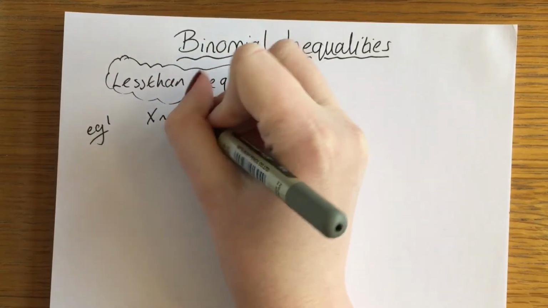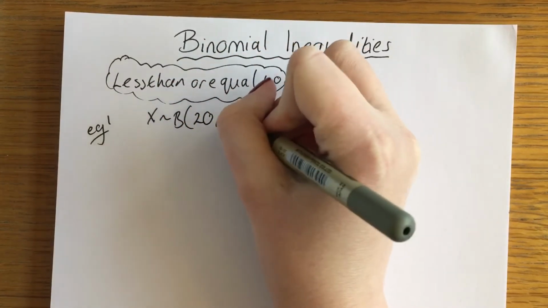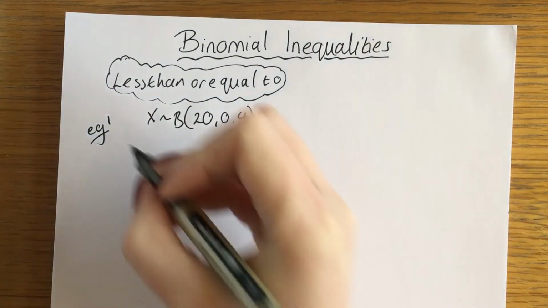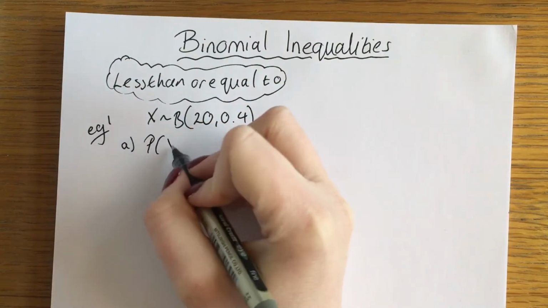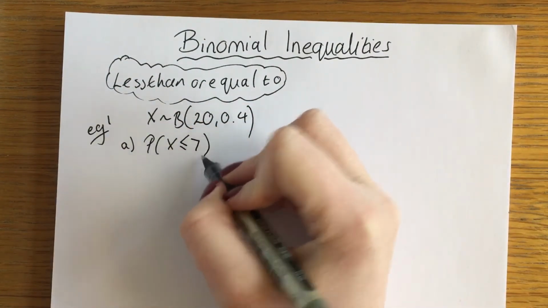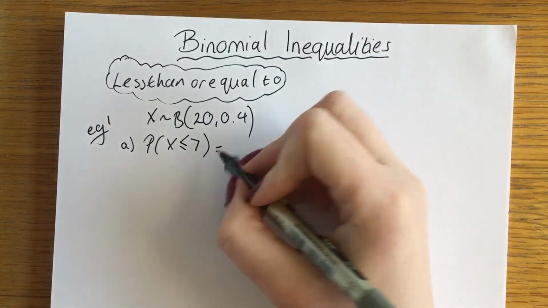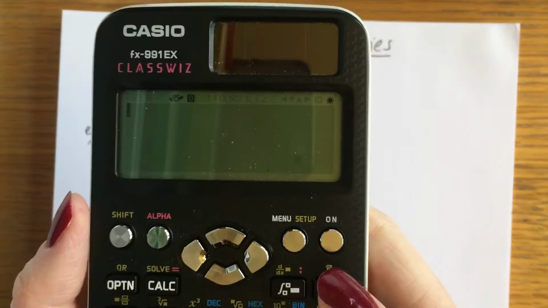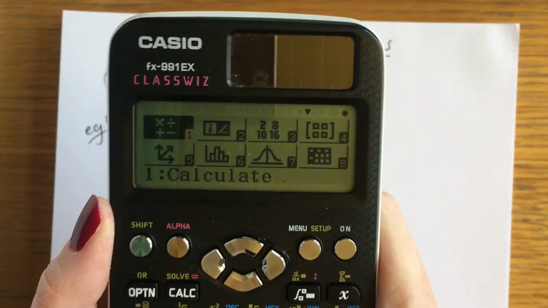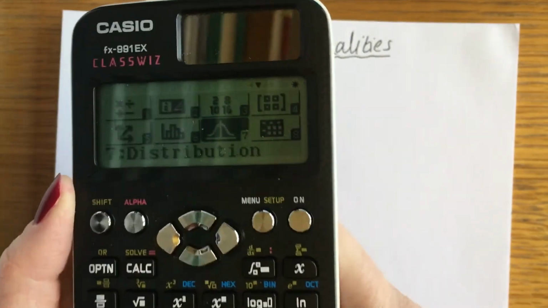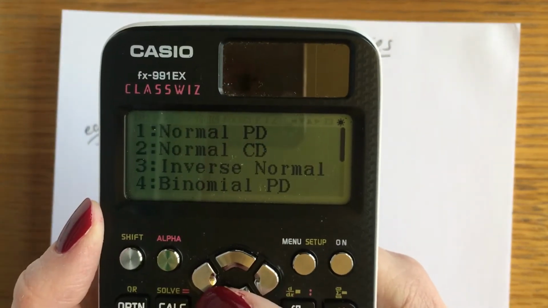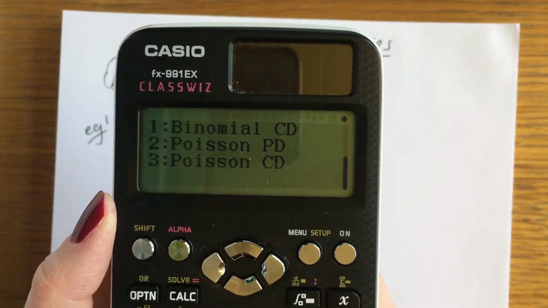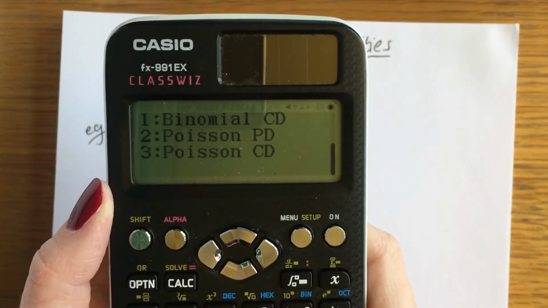It says a random variable x is binomially distributed with a sample size of 20 and a probability of 0.4. Find the probability that x is less than or equal to 7. That's great. That's in the form that my calculator understands. So, on my calculator, I'm going to go to Menu and go to number 7, Distribution, like we did last time. But this time I'm going to go down the page and go to Binomial CD. That means Binomial Cumulative Distribution.